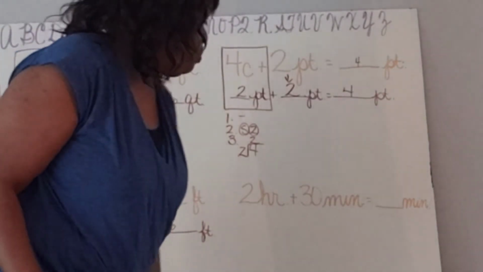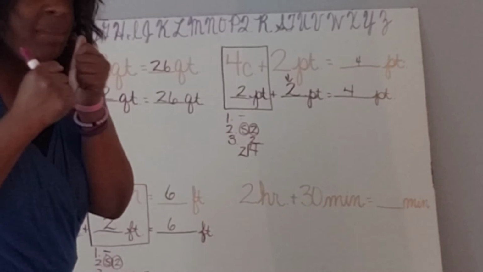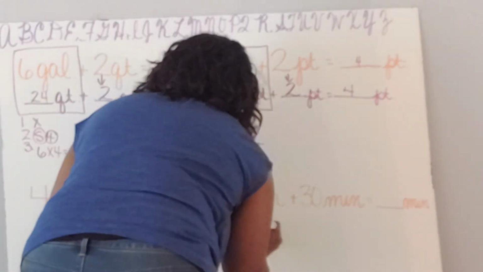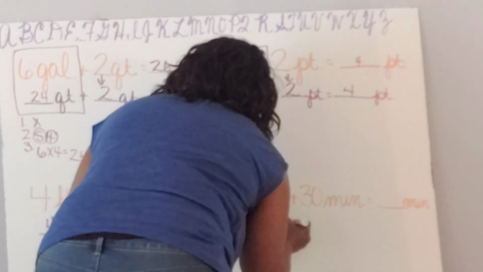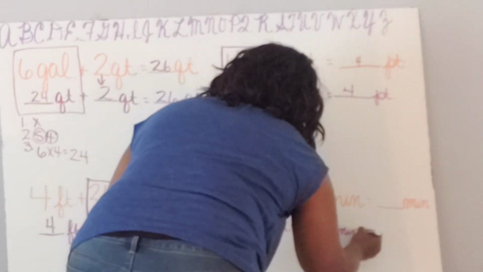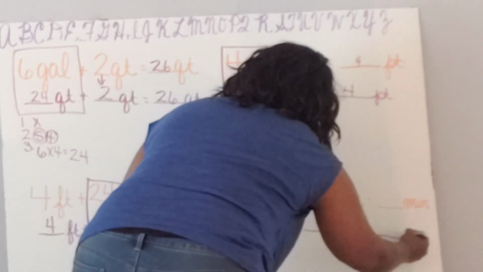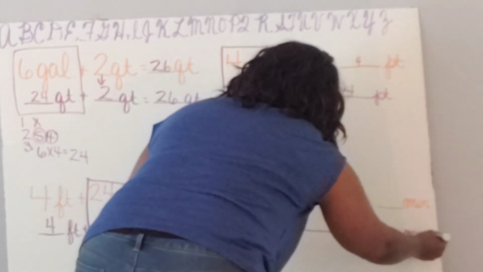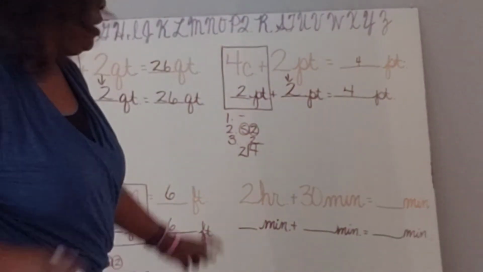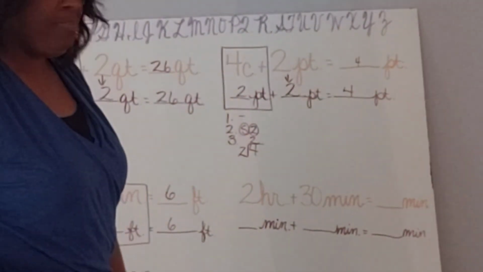Then 2 hours plus 30 minutes equals, my minutes are missing. So underneath, what do? Blank min plus blank min equals blank min, because everything is what is missing. My minutes are missing, so I write it down every time.